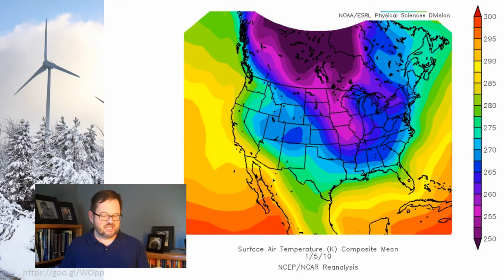This happens to be January 5th, 2010, the day my oldest child was born. And if you notice, it looks a little cold around Omaha. In fact, the model analysis at that time was 255 K, which I think is 3 degrees below 0 Fahrenheit. On the way to the hospital when my wife was delivering the baby, it was 17 degrees below 0, according to the thermometer on the car.